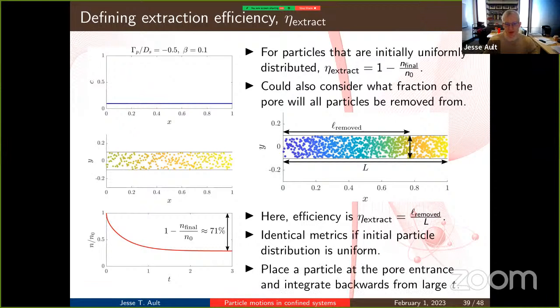So our idea is just place a particle at the pore entrance and integrate backwards from large T. You start after the process is all the way done, at large T, place a particle at the pore entrance, integrate backwards in time, and that'll shoot you back to exactly where it started. And that tells you the efficiency of withdrawal. So this is extremely fast to do because everything is known analytically, and the particle integration is just explicit.